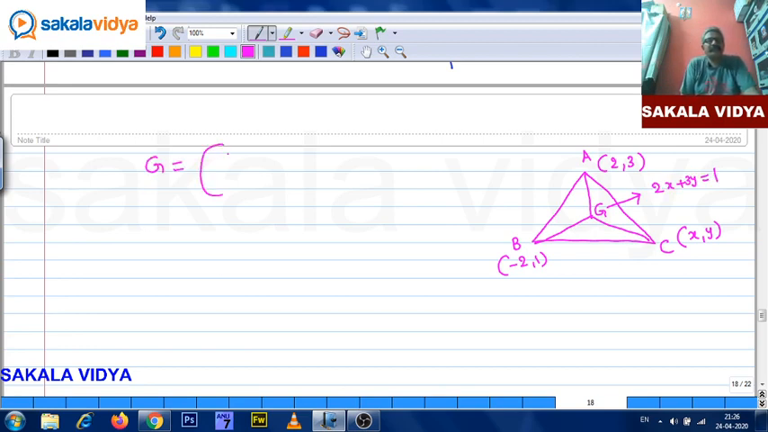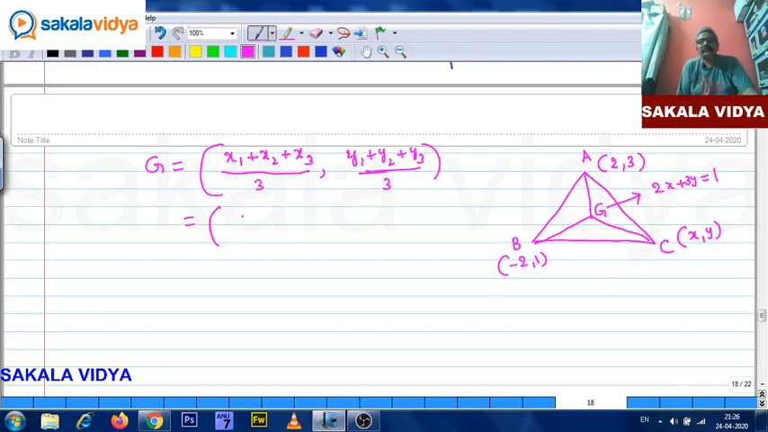G is equal to, the formula we know, (x1 plus x2 plus x3) upon 3. That means this is nothing but the arithmetic mean of x coordinates, and the arithmetic mean of ordinates, (y1 plus y2 plus y3) by 3. So now this is equal to (0 plus x) by 3, directly I am writing, and (4 plus y) by 3. This will be x by 3 comma (y plus 4) by 3.